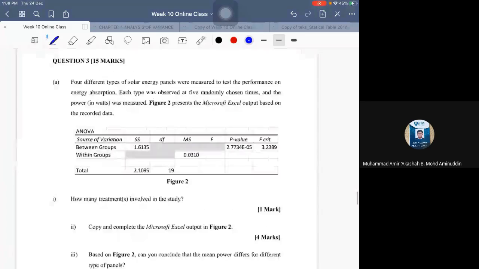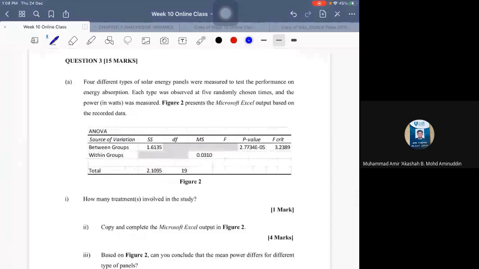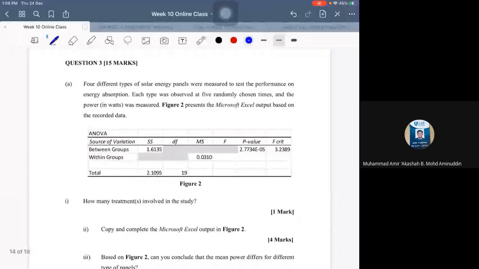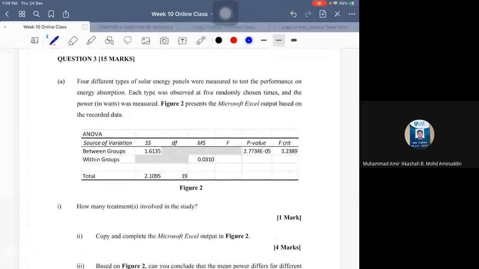They give you the table right away. So why don't you read the question first? It says over here, 4 different types of solar energy panels were measured to test the performance on energy absorption. So what are we actually measuring, what data are we collecting? We are collecting the energy absorption performance. Each type was observed at 5 randomly chosen times and the power was measured. Figure 2 presents the Microsoft Excel output based on the recorded data.